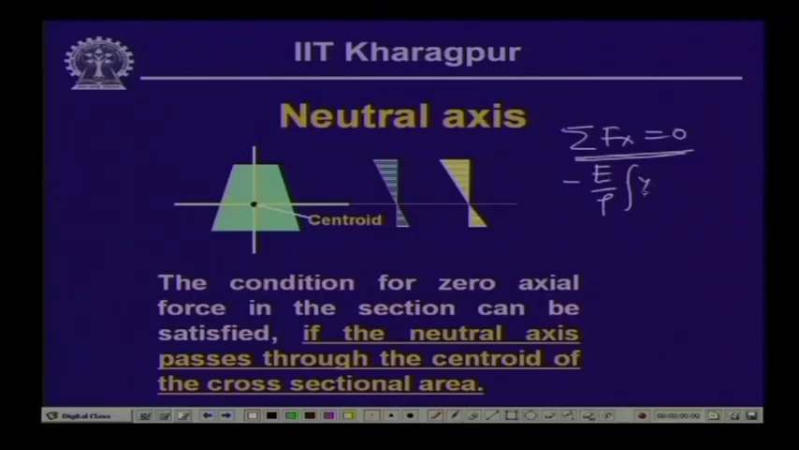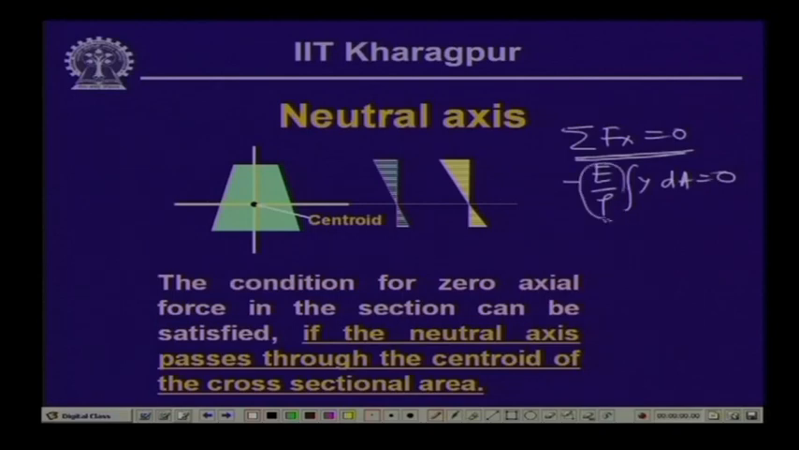Now, the last question was how do you locate the neutral axis in a given cross section of a beam. First of all, we should know what we really mean by the neutral axis. If you remember, when we were deriving the flexural equation, we said that the summation of Fx equals 0 for equilibrium, and that gave us minus E by rho integral y dA equals 0.